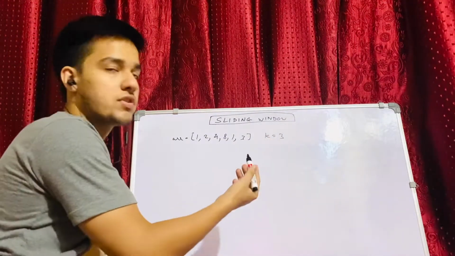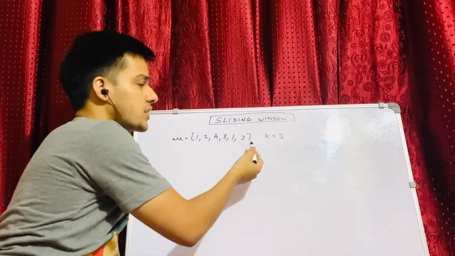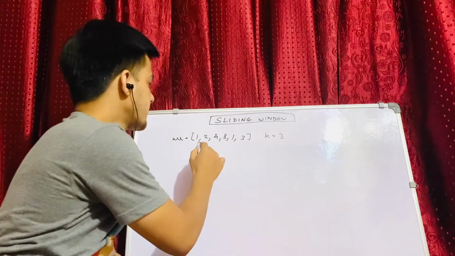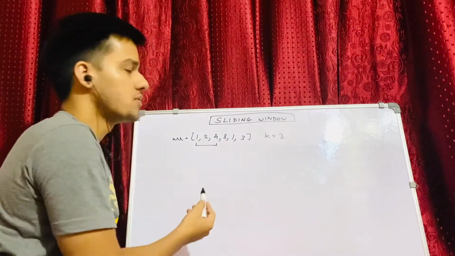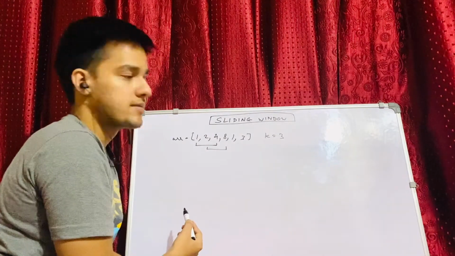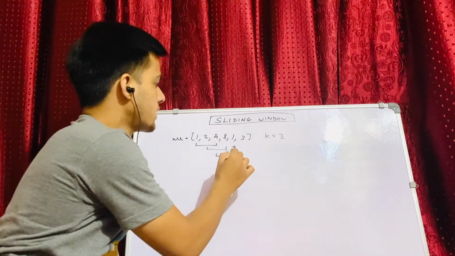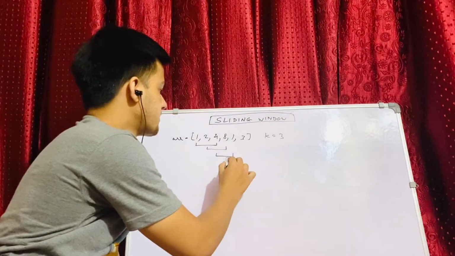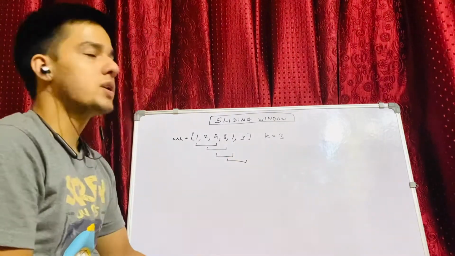So let's suppose for this particular example, what are the different possible subarrays of length k? The first subarray is 1, 2 and 4. The second subarray is 2, 4 and 8. The third subarray is 4, 8, 1. And similarly my fourth subarray is 8, 1, 3.